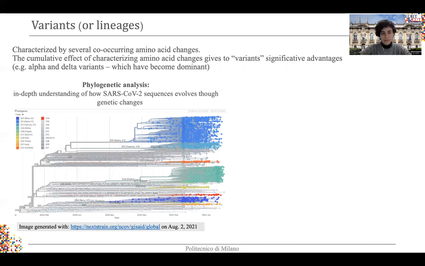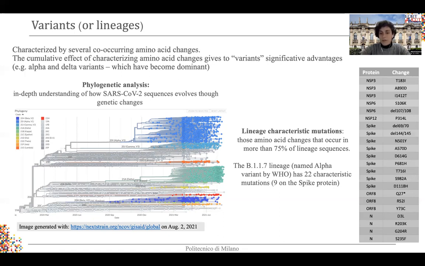Usually, variants are observed and studied using phylogenetic analysis, which gives an in-depth understanding of how the SARS-CoV-2 sequences evolve. Here you see this is a very big tree, and this upper blue area is all the sequences that belong or are assigned to the alpha variant. And the distance between all these small circles, which are sequences, represent the difference, the distance between their sequences.